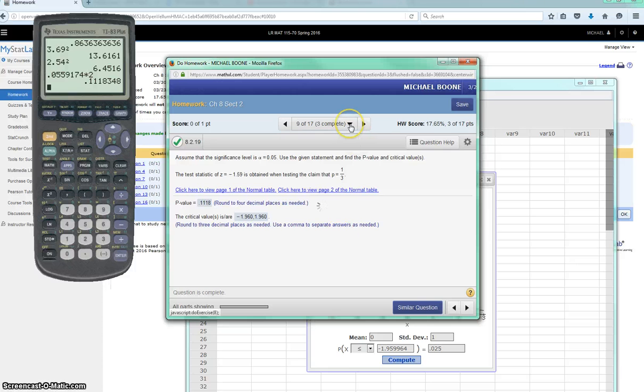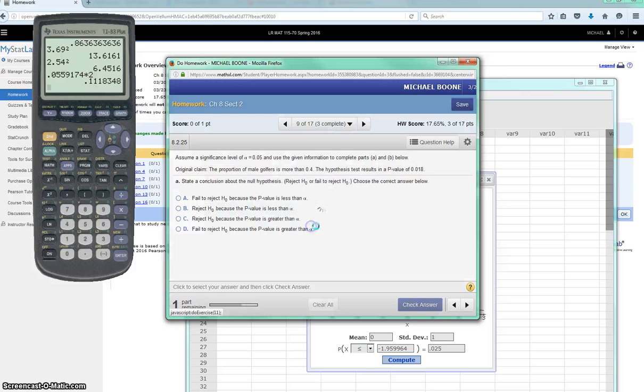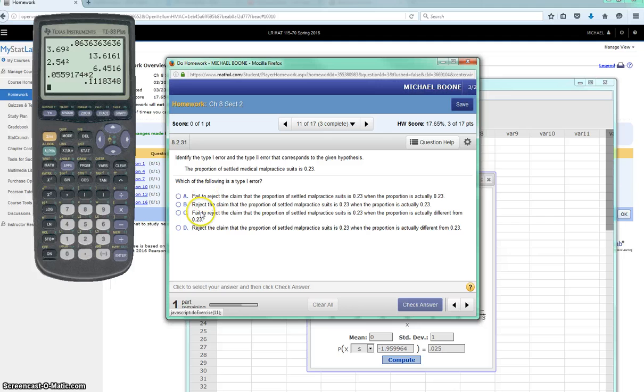One more question to look at is number 11. Again, make sure you do the reading in this section. Specifically, there's some definitions. A type 1 error is when you reject the null hypothesis when you shouldn't have. The null hypothesis is actually true. So, which is a type 1 error? You need to use that definition in this. Identify the type 1 error and the type 2 error that corresponds to the given hypothesis.